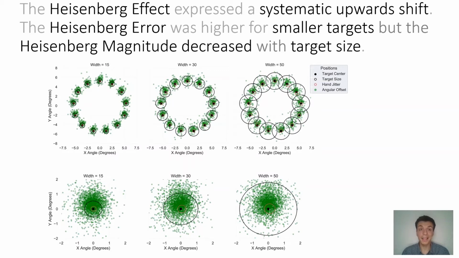We also found that the Heisenberg error, remember the error that happens when a selection started within the target but ended up outside of it due to the displacement, was higher for smaller targets, but the Heisenberg magnitude reduced with the target size, meaning that the visual representation of the target did indeed influence the selection behavior of the participants, which is very interesting.